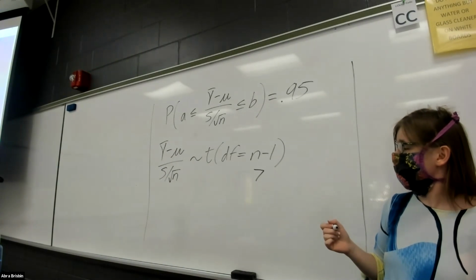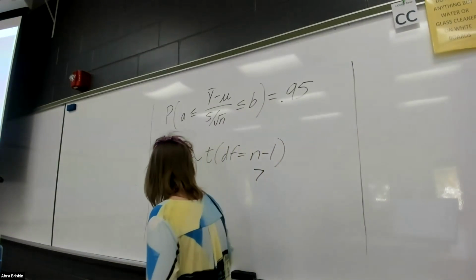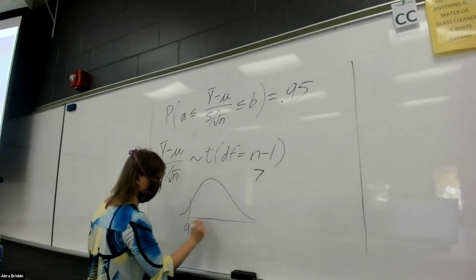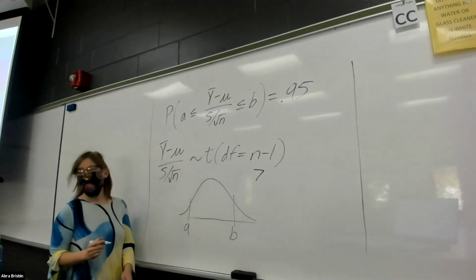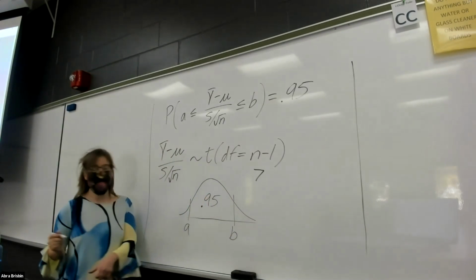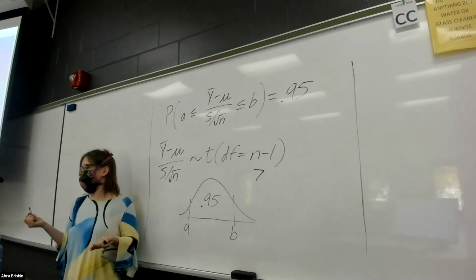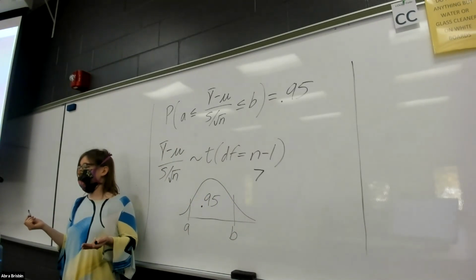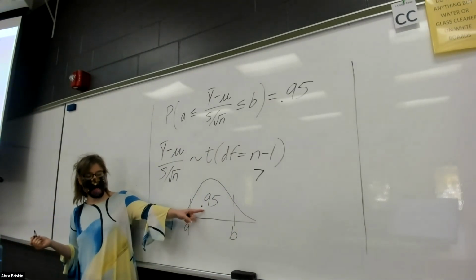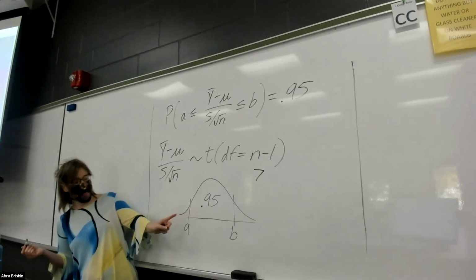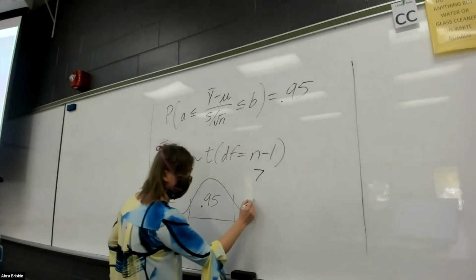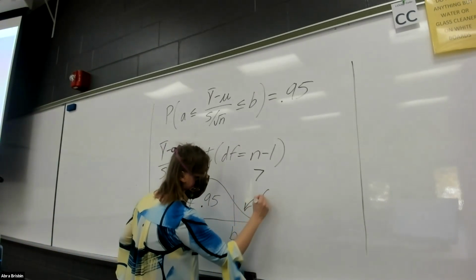So then we can find the thresholds A and B so that we have a 0.95 probability of being in the middle between A and B on a T distribution. So the way to do that is by finding those quantiles. If we want 95% in the middle, that means we want a total of 5% in the tails. So we want 2.5% in each tail. So 0.025.